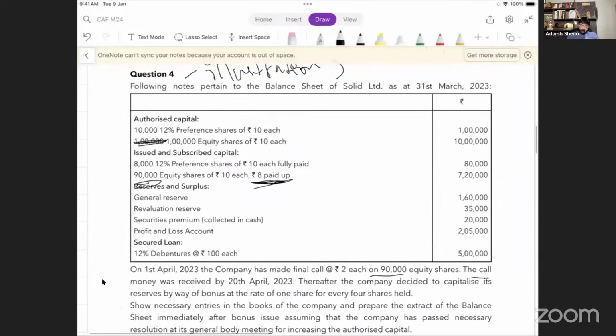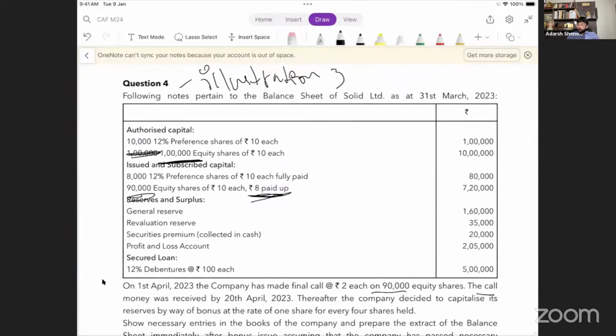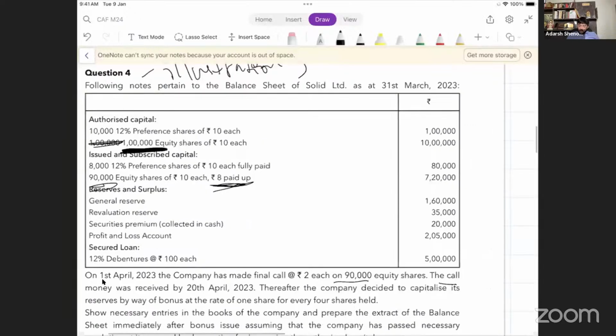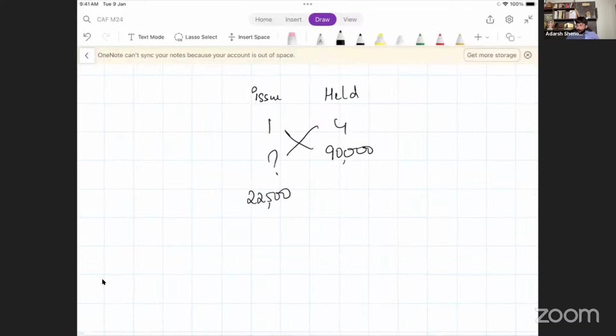But authorized capital was only 1 lakh. Equity shares was the authorized capital. Are you following? Authorized capital was only 1 lakh. But after bonus issue, it will be how much? 1,12,500 total shares.